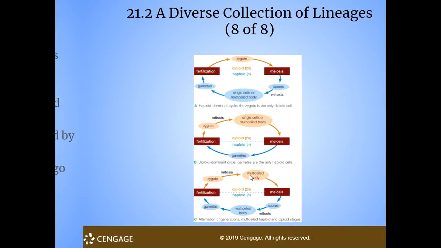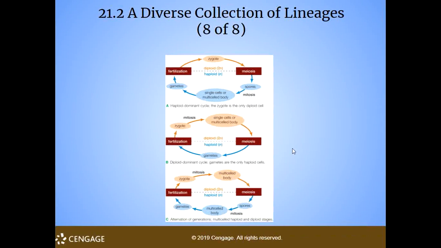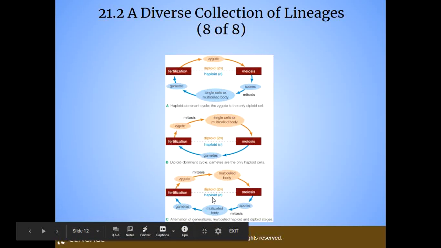So let me show you how this works. Right here you'll see the haploid dominant cycle. So the majority of the time it's spent as a haploid. And then right here you'll see that this is a diploid dominant cycle. The majority of the time is diploid. And then this one right here, this is where it will alternate generations.